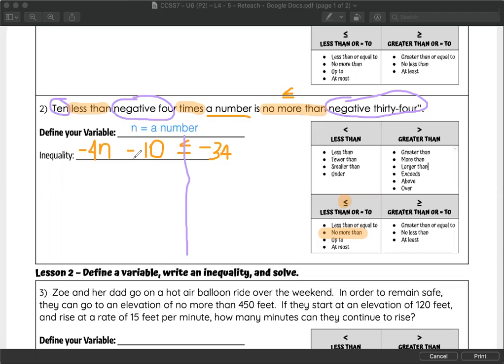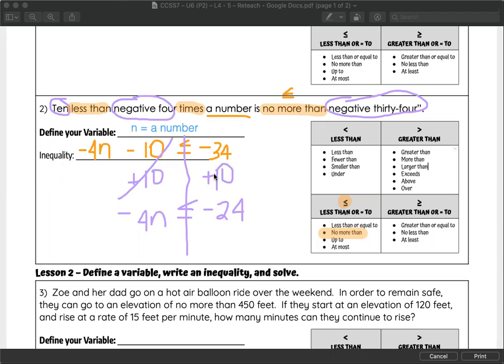I'm going to get rid of my constant. If I've got a negative 10 or minus 10, the opposite would be to add 10 to both sides. On the left side, those cancel out. We're left with negative 4n. Bring down our inequality symbol. Negative 34 plus 10 is negative 24.